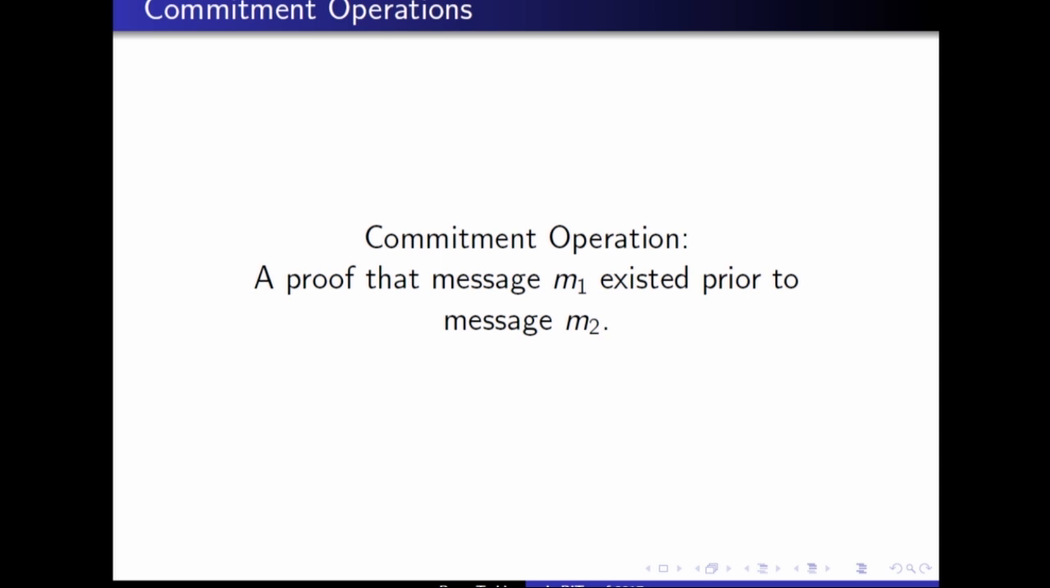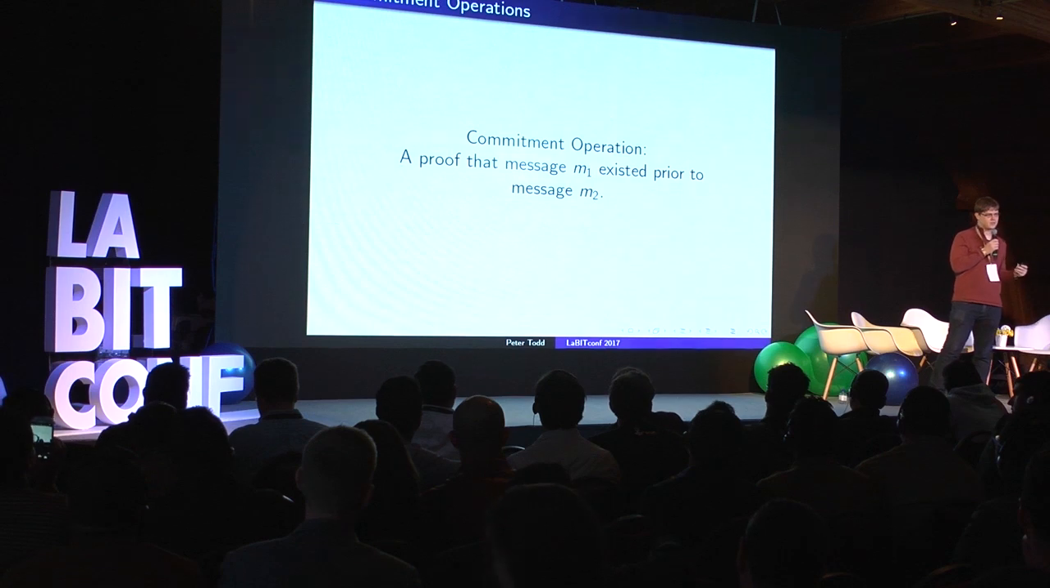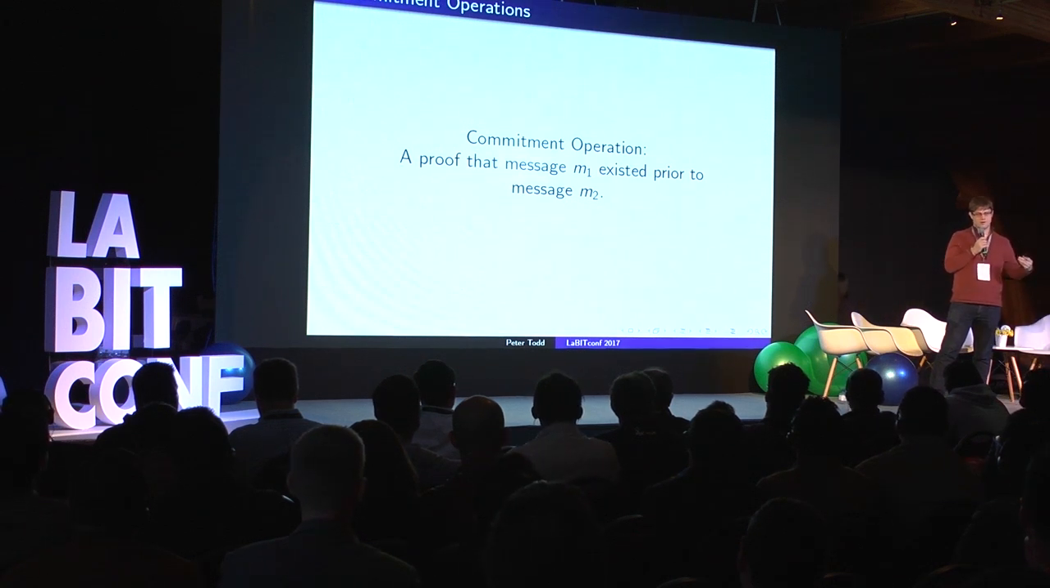So the question is, how do you actually do this under the hood? Well, you do this through something called commitment operations. And this is kind of a generalization. It's basically saying we have a proof that a message M1 existed prior to a message M2. And what that means is the second message committed to the first one, in the sense that if it guarantees the first one existed prior, well, if you change the first one, the second one must change.